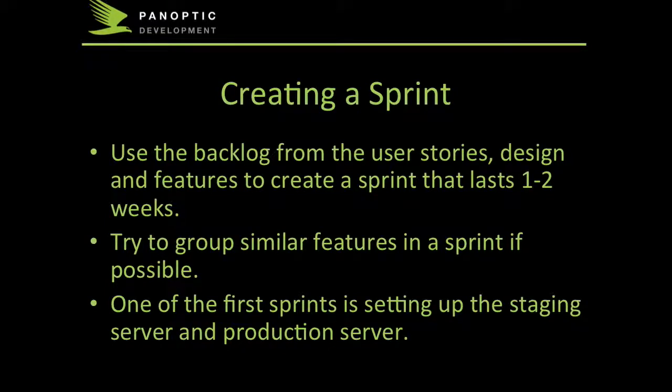So through our other videos, we now have a backlog of features that development needs to work on. We got this through our user stories, through our feature set, as well as the design process. So we look through the backlog and we create a sprint that typically lasts 1 to 2 weeks. We like 2-week sprints, but occasionally we have to do 1-week sprints. We try to group similar features into the sprint if possible. And typically our first sprint is setting up the staging server and the production server so that we can start testing the application after every sprint.